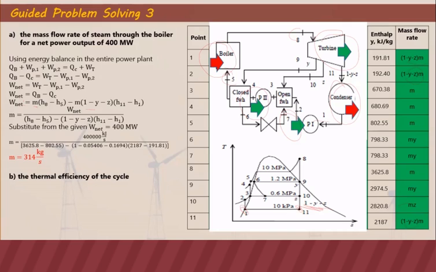For the thermal efficiency of the cycle, we can use work net over Q in. Since our work net is given as 400 megawatt, and our Q in is just the heat put in the boiler, which is the same QB, we just substitute that value here. And then the mass flow rate, since it will have the same unit, we can cancel out the units. So our thermal efficiency for the cycle is 45%. That is also a good thermal efficiency.